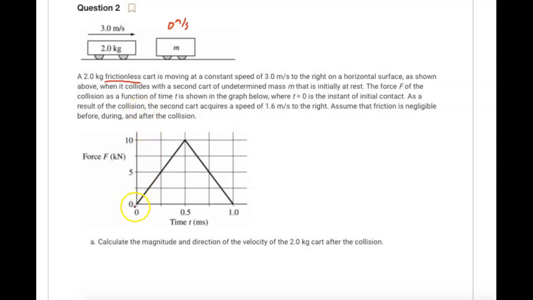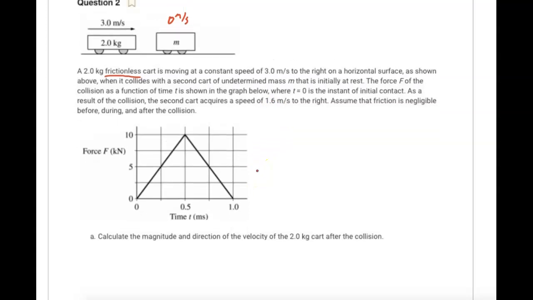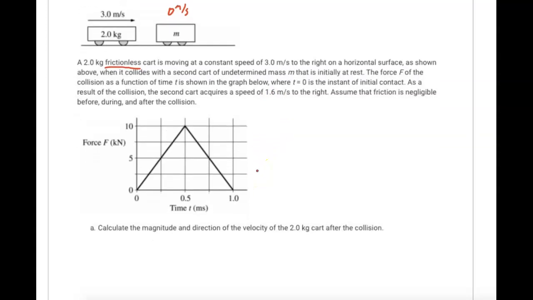And so you'll see that in half a second, the force gets really big and then gets to a peak, and then after that, the force goes back down. When the second cart is hit, it says the second cart acquires a speed of 1.6 meters per second to the right. They want us to go through first and calculate the magnitude and direction of the velocity of the 2 kilogram cart after the collision.